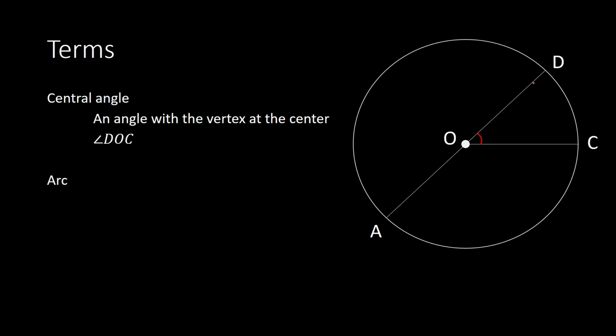We also have a term called an arc. An arc is simply a portion of the outside of the circle. So from D to C would be an example of an arc. Or from C to A, on the outside here, would be considered an arc as well. Or from any point on the circle to any other point on the circle, that would be considered an arc.